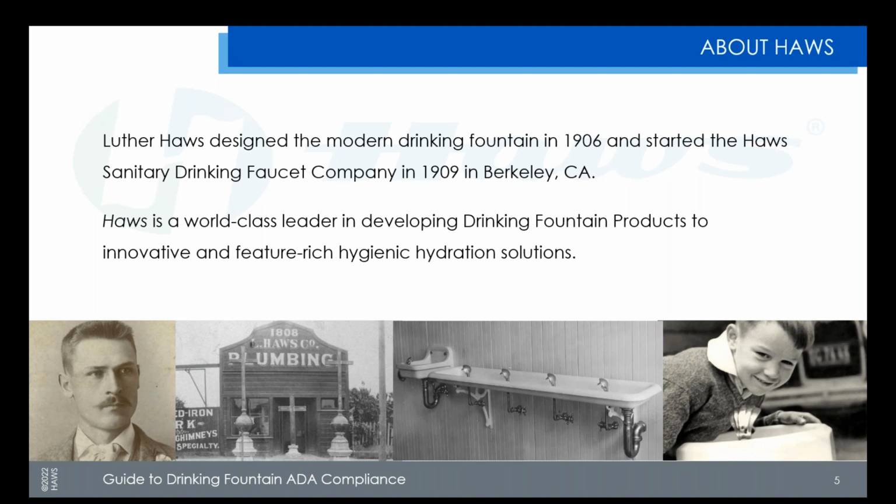Our founder was Luther Haas. He invented the world's first sanitary drinking fountain bubbler head in 1906, amidst movements like ban the cup, and formed the Haas Sanitary Drinking Fountain Company in 1909, in Berkeley, California. Luther was working as a sanitation inspector for Berkeley when he had the thought to invent a device that would prevent users from spreading germs and disease through public hydration. And that device was the drinking fountain bubbler head.